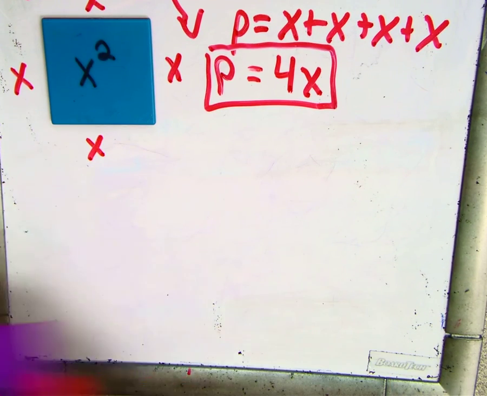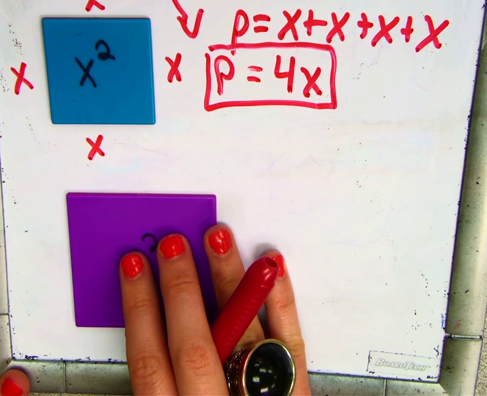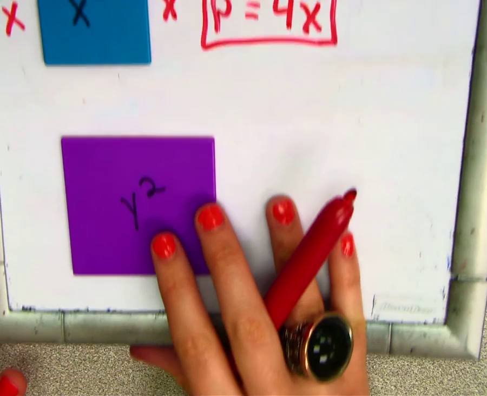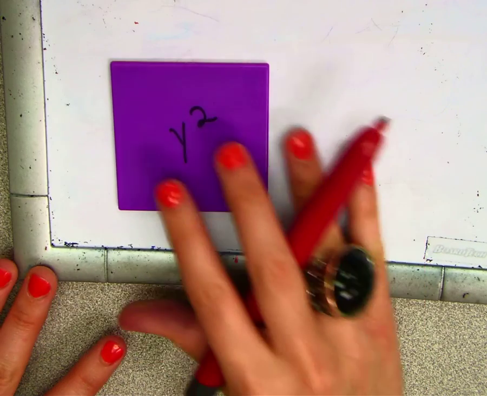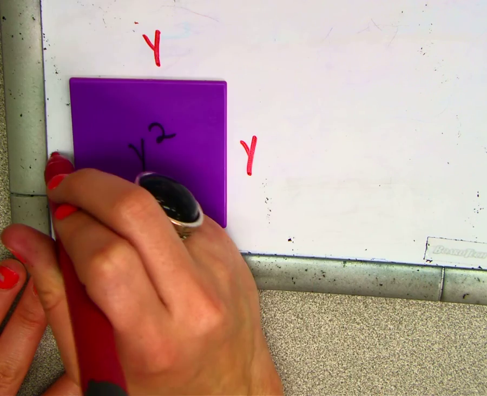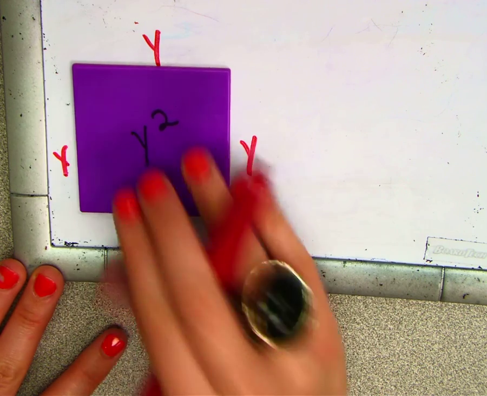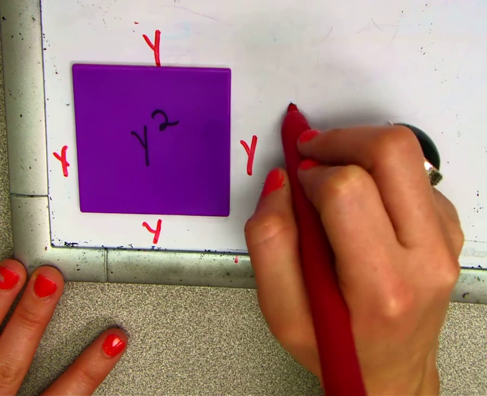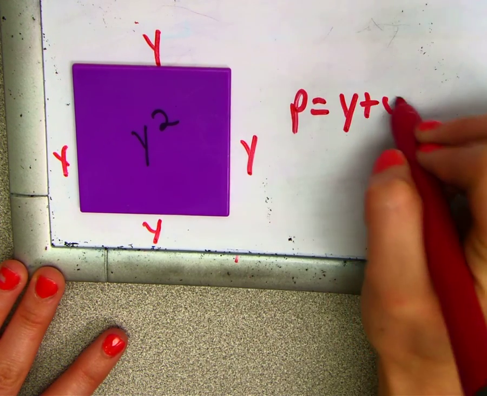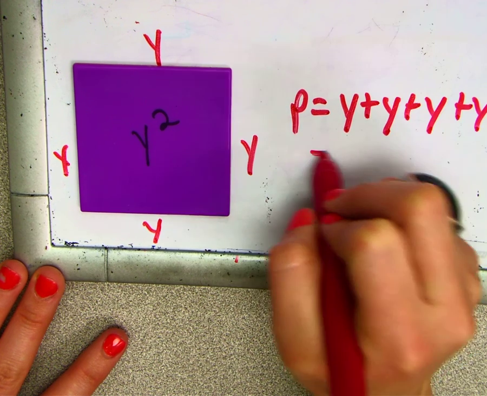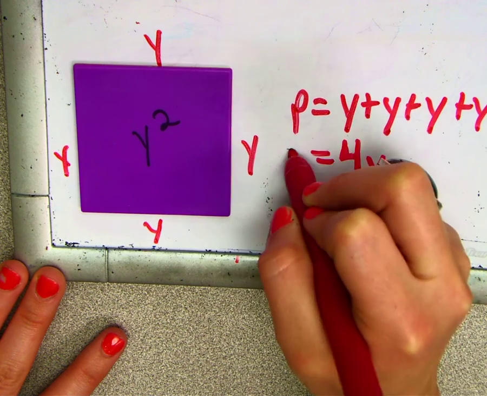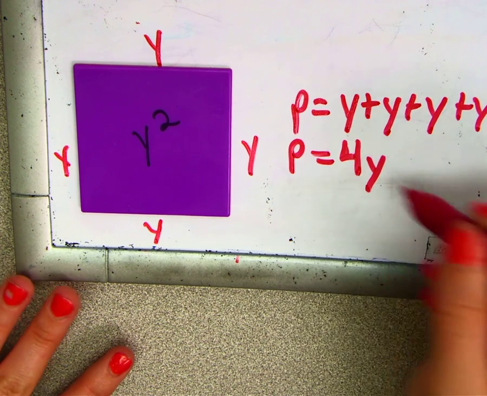Let's go on to our y squared tile. Okay. And my perimeter here is very similar to the x squared shape. It is y plus y plus y plus y. 4 y's. The perimeter of the shape is 4y.